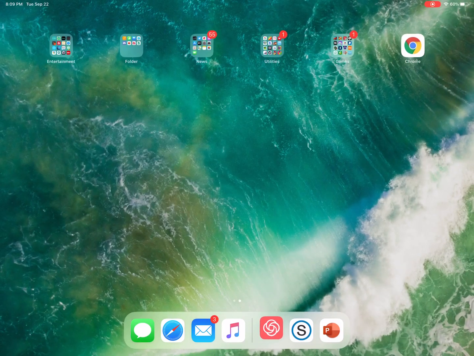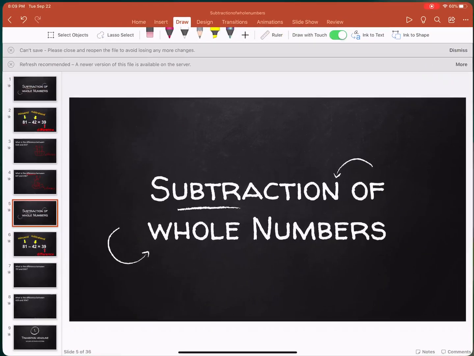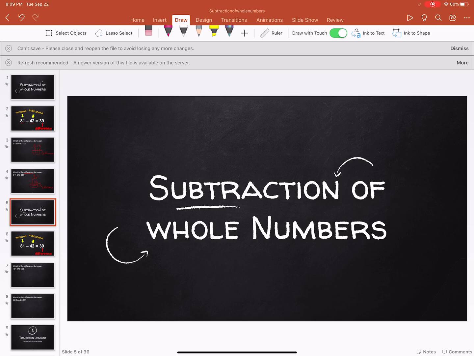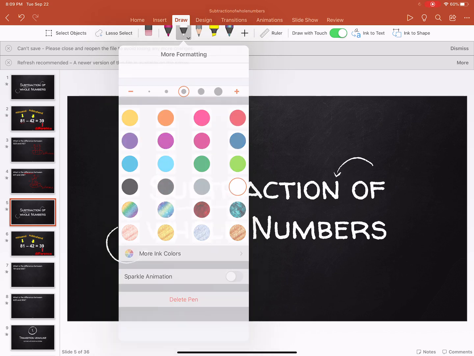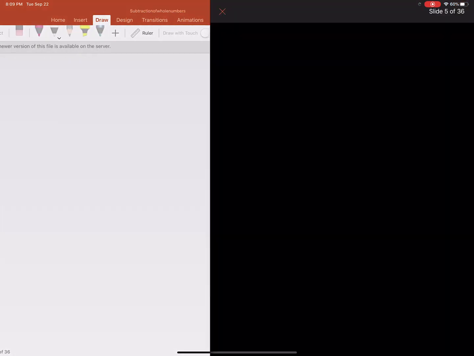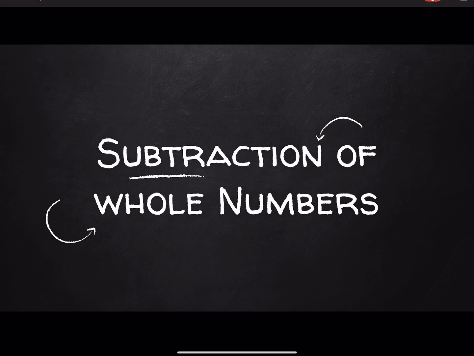All right, fourth grade, we are back, and we are back again. Subtraction of whole numbers. You are probably done with me talking about subtracting with whole numbers, but it's a really tricky concept, and so it's important for us to understand how we do subtraction of whole numbers.